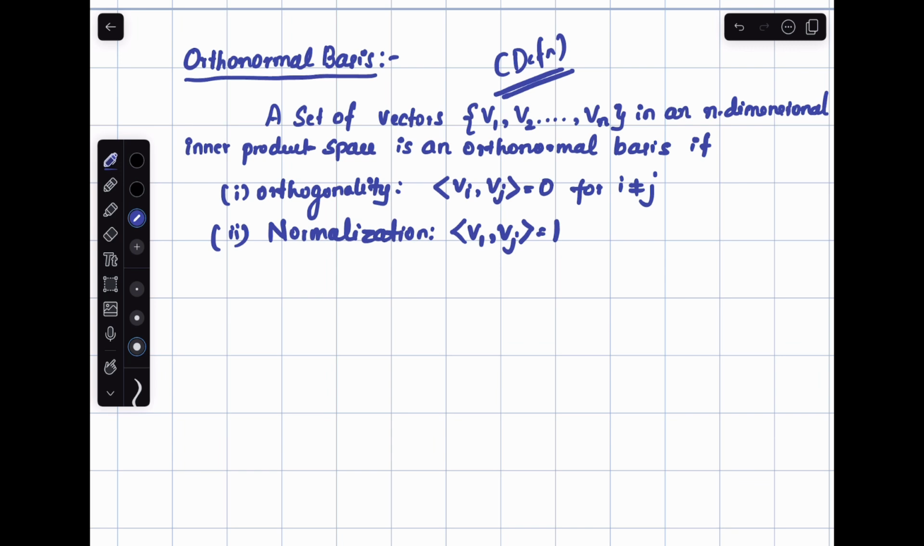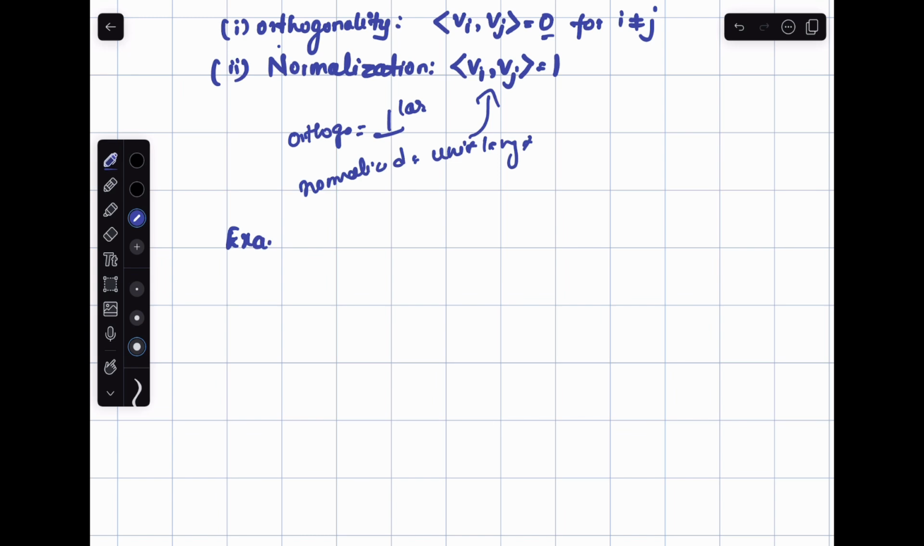The definition is: a set of vectors, say v1 to vn, in an n-dimensional inner product space is an orthonormal basis if the orthogonality is equal to 0 and normalization is equal to 1. So an orthonormal basis is a basis of a vector space, v1 to vn, whose vectors are both orthogonal and normalized. What is orthogonal? It is nothing but perpendicular. What is normalized? Normalized means they have unit length, which is the inner product of vi, vj equal to 1. This concept is also often used in Euclidean spaces and functional analysis.